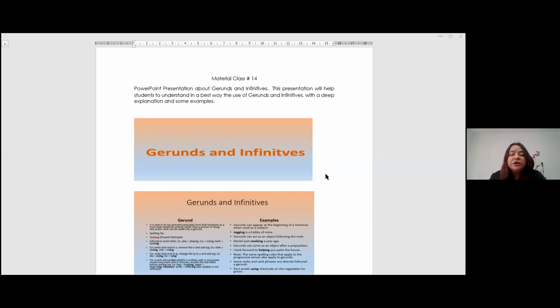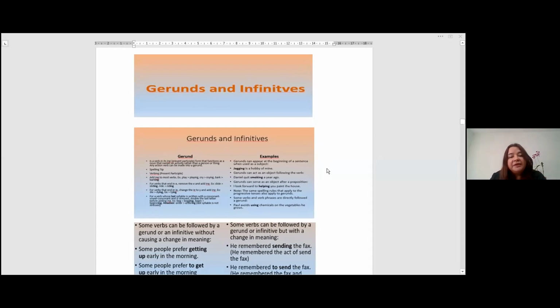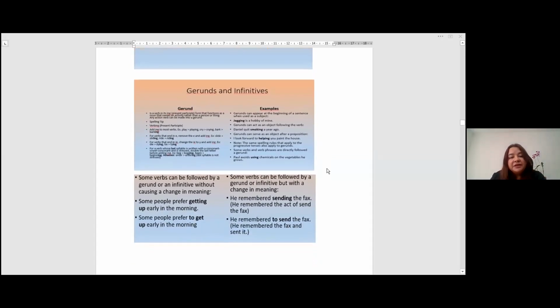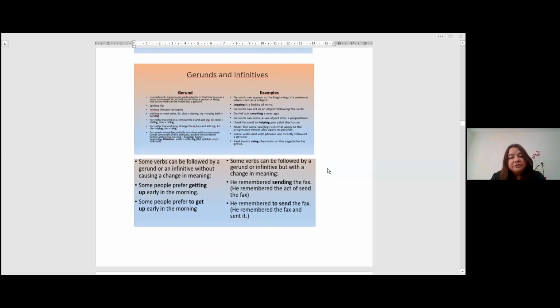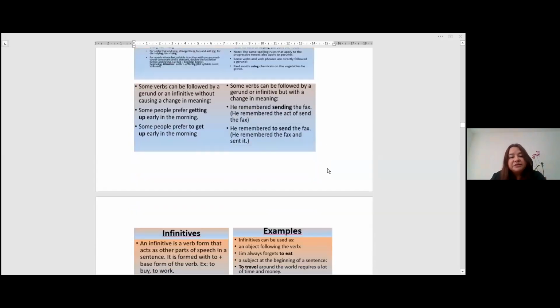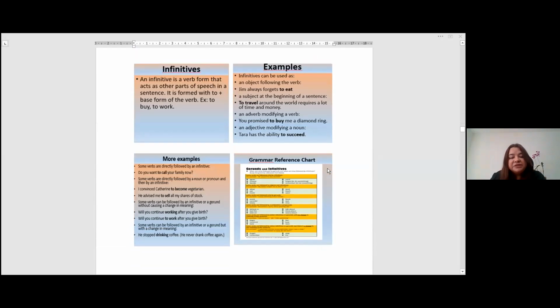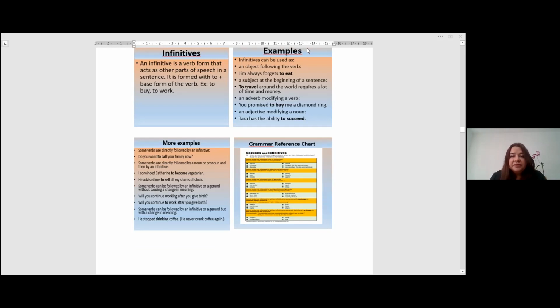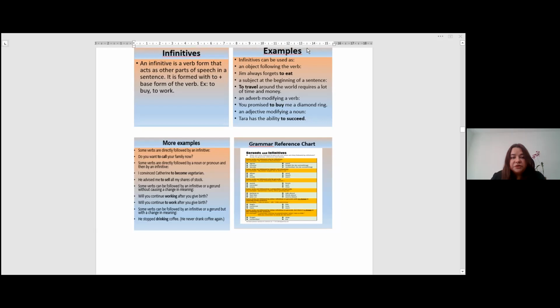This presentation will help students to understand in a better way the use of gerunds and infinitives with a deep explanation and some examples. Okay, gerunds and infinitives. What is a gerund? Here are examples, more examples, and infinitives examples, and I included a grammar reference chart too. Okay, this is the presentation. Continue with the lesson plan.